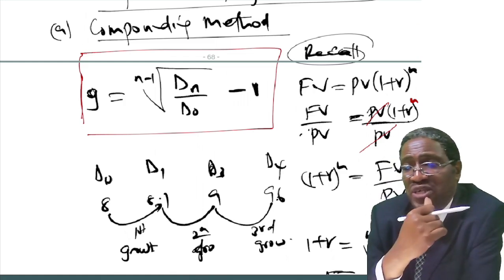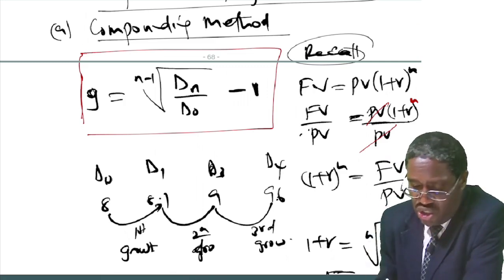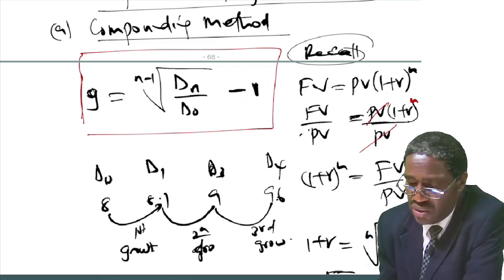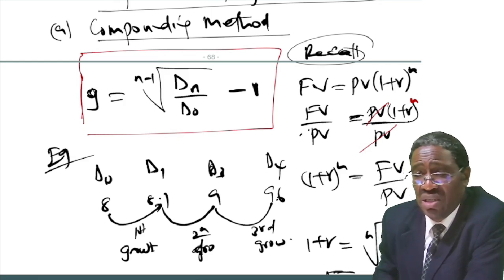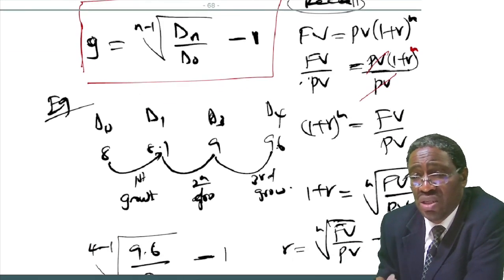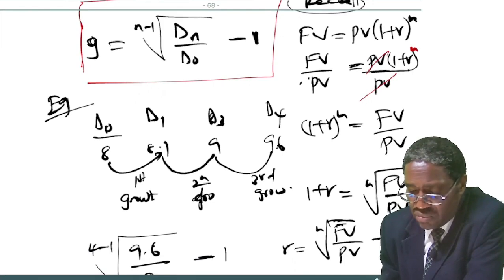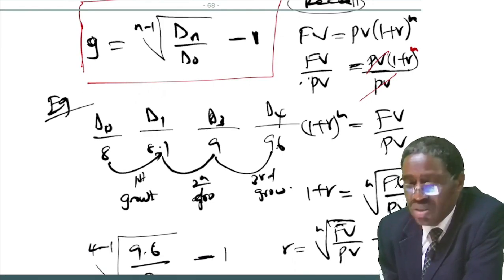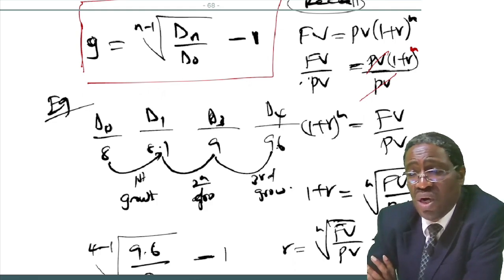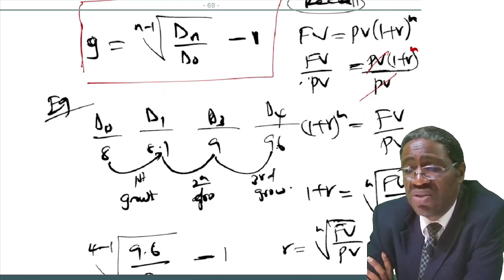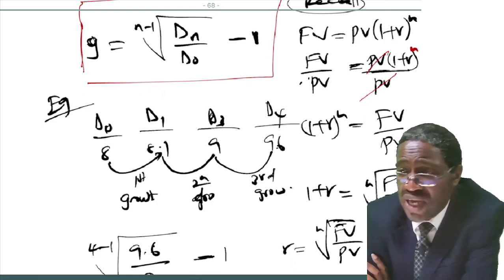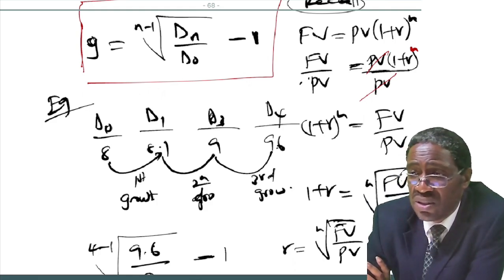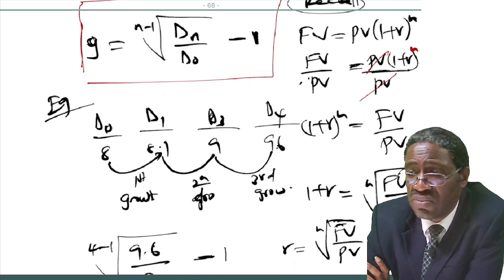Then you can put down e.g. This is a simple illustration. You don't need to write a complete illustration. Just write D note is 8, D1 8.1, D2, D3 9, D4, 9.6. That is what I want to use now.